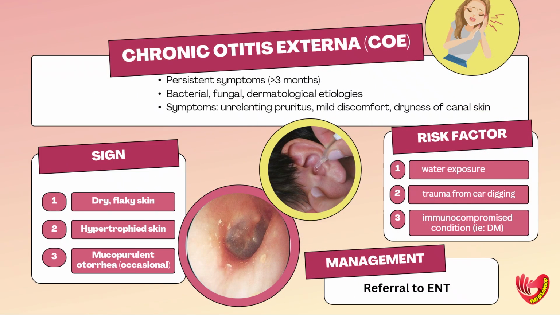Chronic otitis externa is marked by persistent symptoms of more than 3 months, such as itching and mild discomfort. It may result from bacterial, fungal infections or dermatological conditions. Signs of chronic otitis externa include dry, flaky skin, hypertrophic tissue, and mucopurulent otorrhea. Risk factors for this condition encompass water exposure, trauma from ear digging, and immunocompromised state such as diabetes. This condition warrants a referral to an ENT specialist.